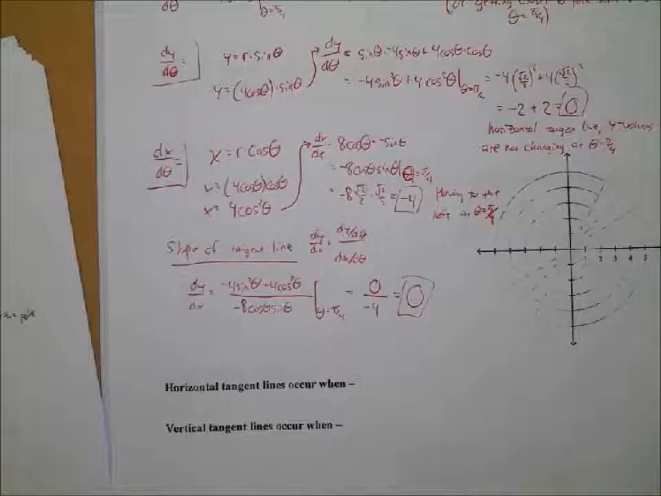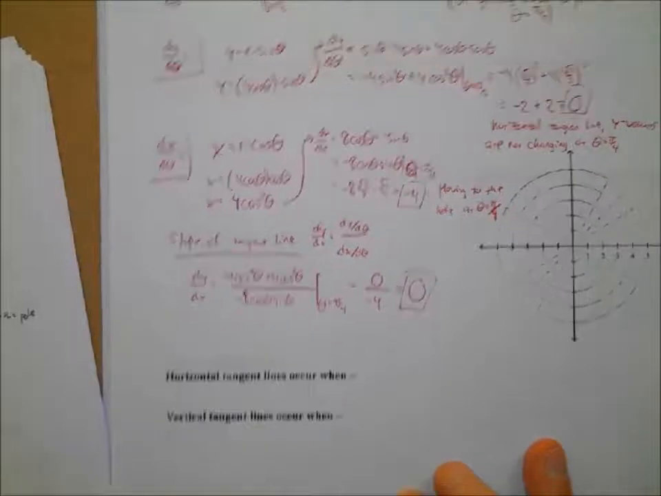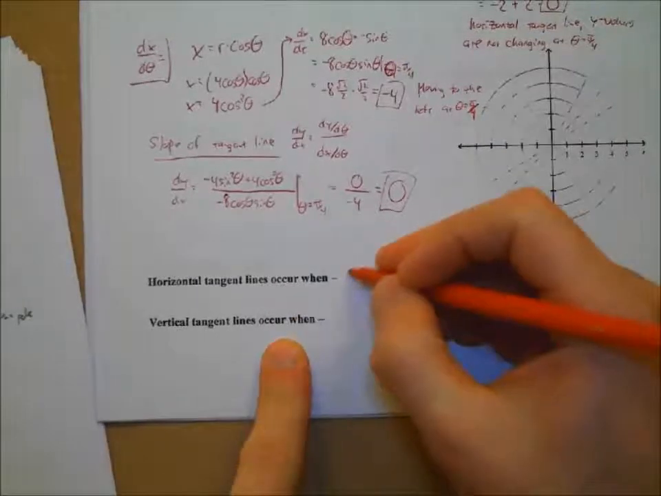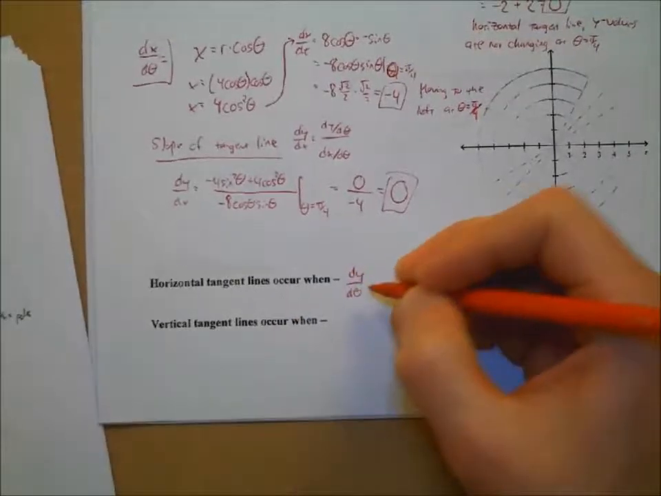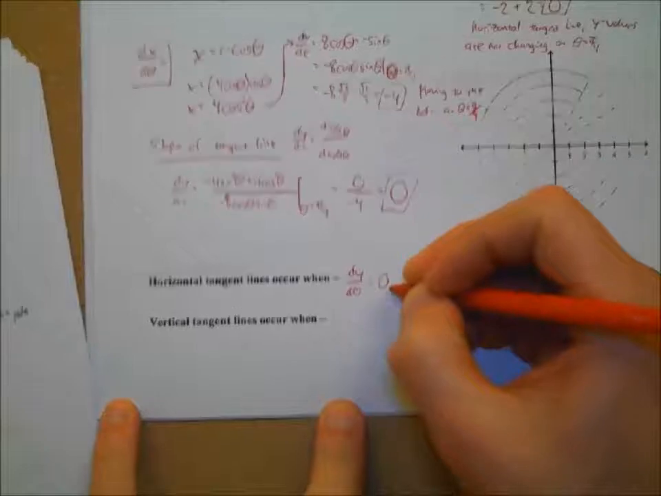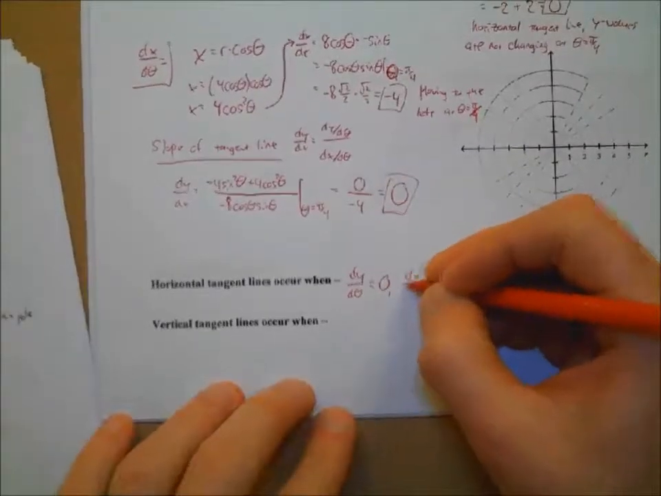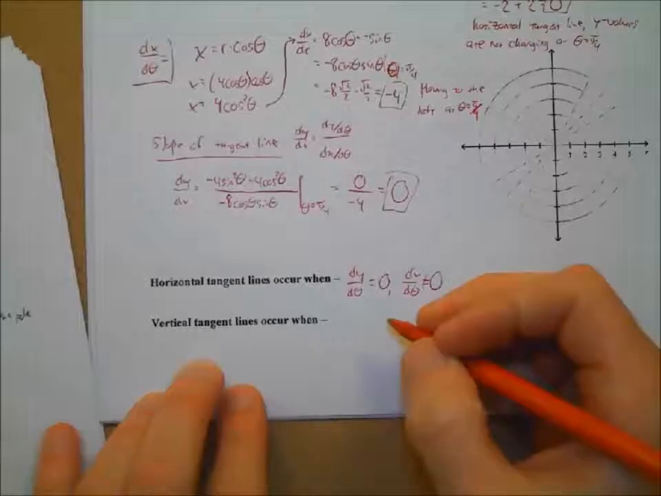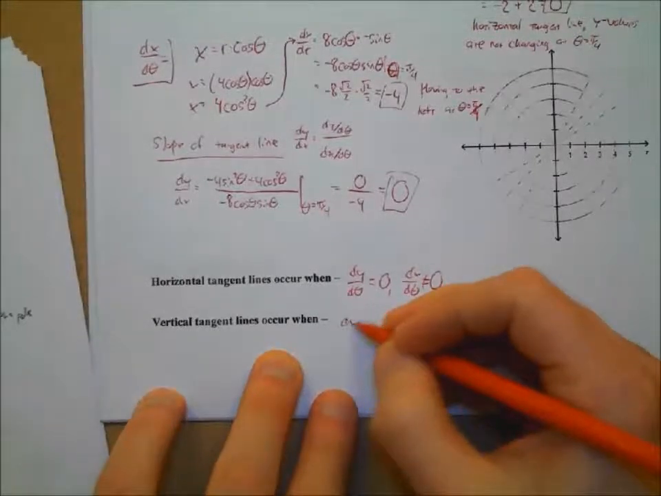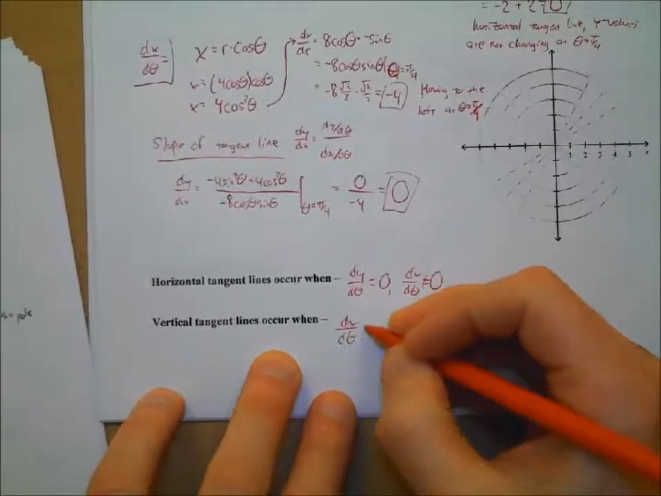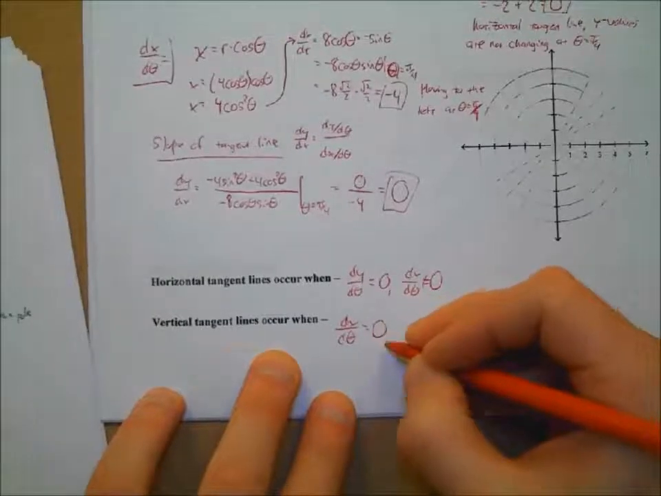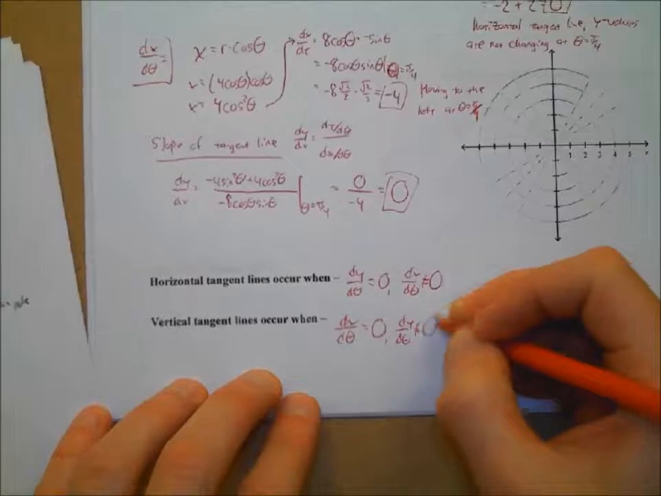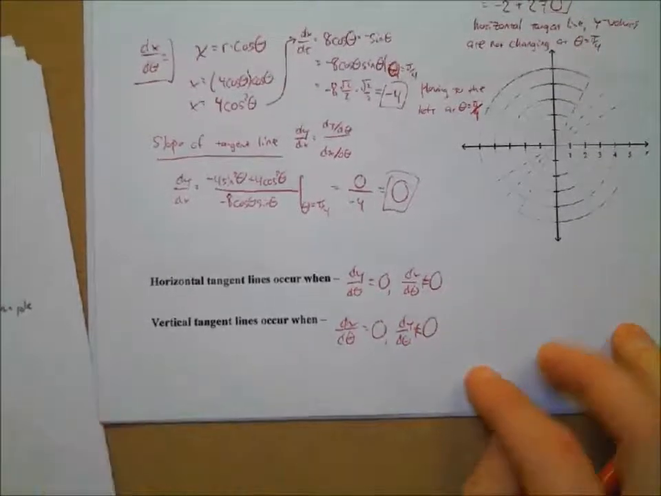So just like in parametric, we could identify horizontal tangent lines. They occur when dy d theta in this case is equal to 0, but simultaneously dx d theta cannot equal 0. And then for vertical tangents, we'll take our denominator, which is dx d theta, and that's got to equal 0. But again, we don't want simultaneously dy d theta to equal 0, we want that to not equal 0. They can't both be 0 because then it's indeterminate.